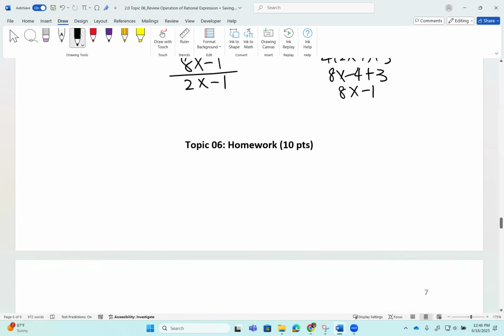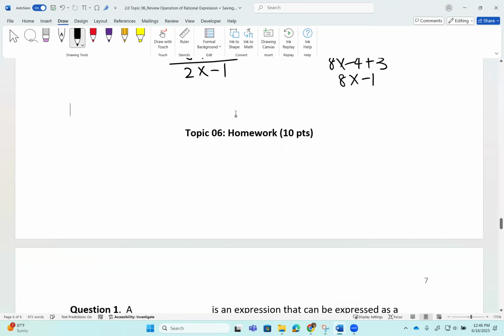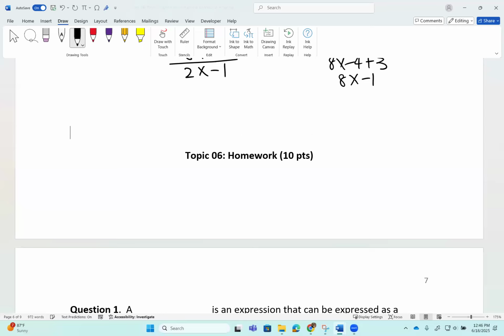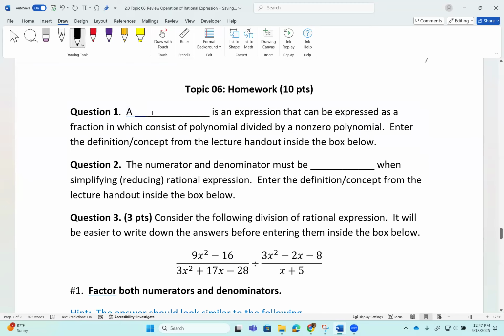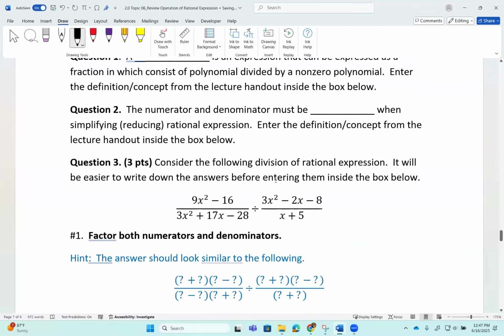Okay, so we quickly talked a little bit about how we reduce rational expressions by factoring, multiplying and dividing rational expressions by factoring, then canceling things out, and we did a little bit of adding and subtracting. So questions number 1 and number 2 on the homework come straight from the definition. A rational expression is an expression that can be expressed as a fraction, which consists of a polynomial divided by a polynomial. The numerator and denominator must be one term over one term when we are actually reducing the rational expression.